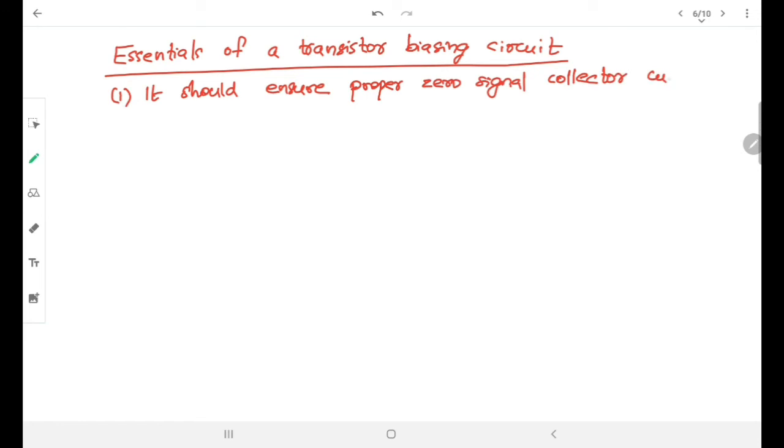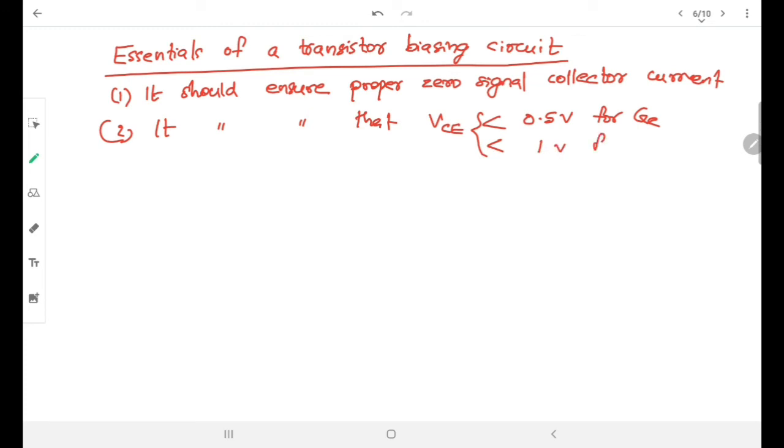Second point is that we have to ensure that the biasing circuit should ensure that VCE should not fall below 0.5 volt for germanium and 1 volt for silicon transistors at any instant. That means it should ensure proper minimum VCE at any instant.